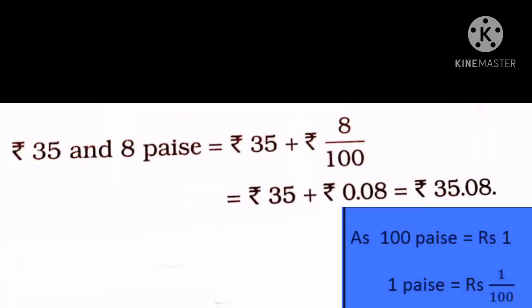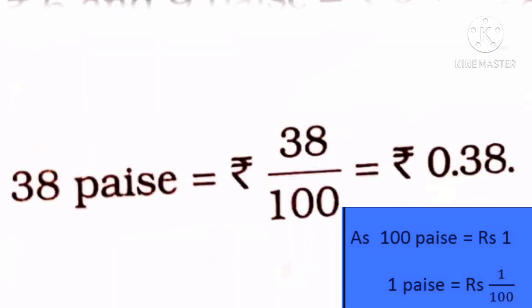Okay. The next type of sum which we will do is converting rupees and paise into rupees. So let's see the example. Say rupees 35 and 8 paise. So 8 paise can be written as 8 by 100 rupees, because we know that 1 rupee is equal to 100 paise. So it will be rupees 35 plus 0.08. So it is rupees 35.08. See the other example, 38 paise. So 38 paise can be written as rupees 38 by 100, that is rupees 0.38. Okay.